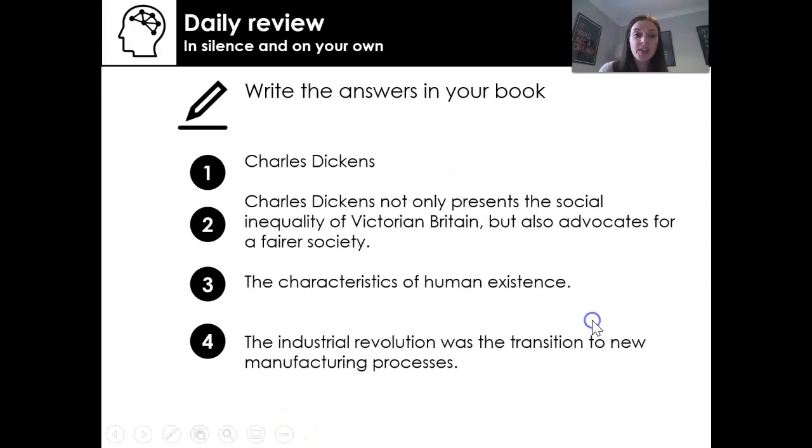Okay, so number 1, the writer then that I was referring to here, the one that we should all know as a famous writer in the 19th century, was Charles Dickens. Charles Dickens, we know, not only presented the social inequality of Victorian Britain, but he advocated for a fairer society. So he may have presented to us the cruel treatment of orphans and children in the Victorian society. He would have exposed the reality and the cruelty of the workhouse and really advocated for social justice and fairness.